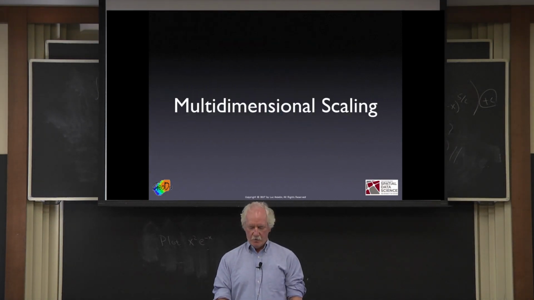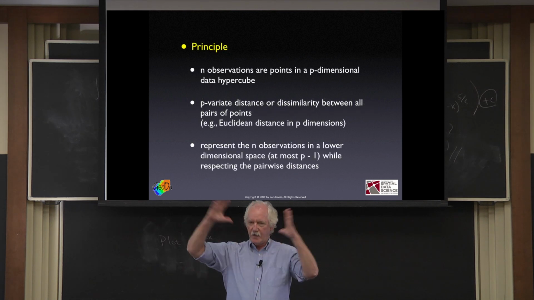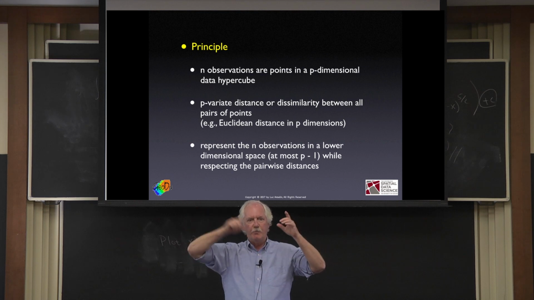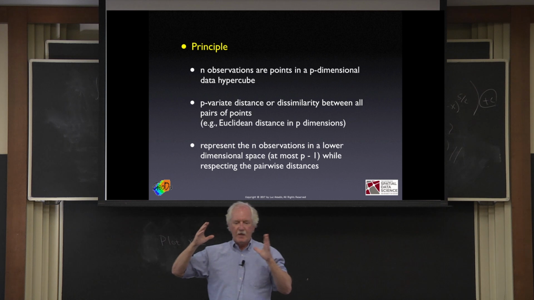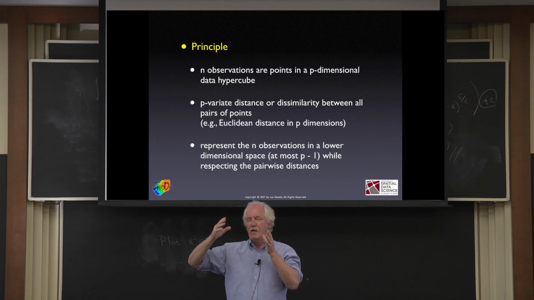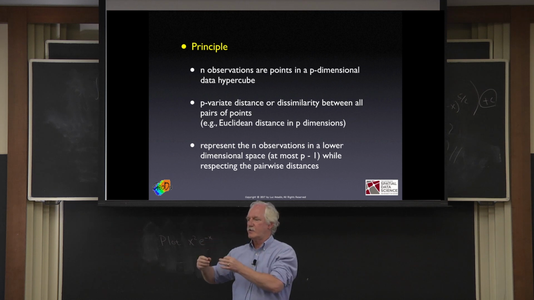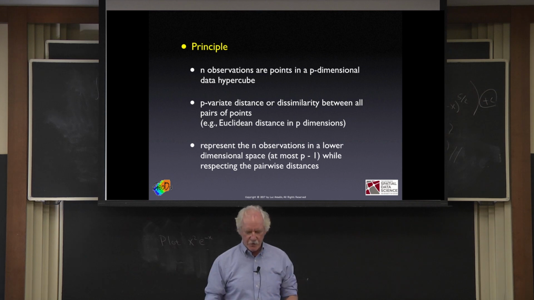Okay, multidimensional scaling. Different idea. We think again of our point cloud. We compute Euclidean distances in p dimensions, and then we try to match these distances in some sense to coordinates in 2 dimensions that are as close as possible to these distances. So it's an optimization problem.